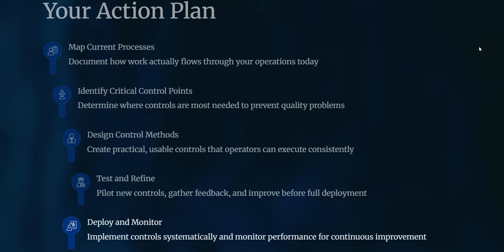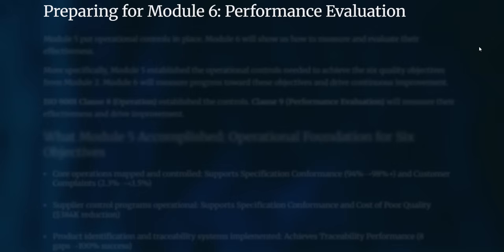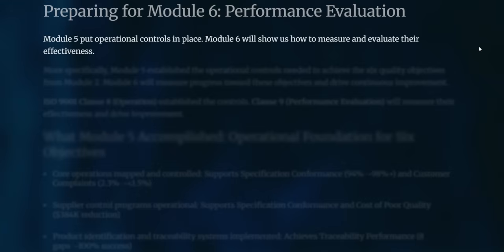Then deploy and monitor. After the validation, you can implement controls systematically and monitor performance for continuous improvement. Preparing for Module 6 Performance Evaluation. Module 5 puts operational controls in place. Module 6 will show us how to ensure and evaluate their effectiveness.